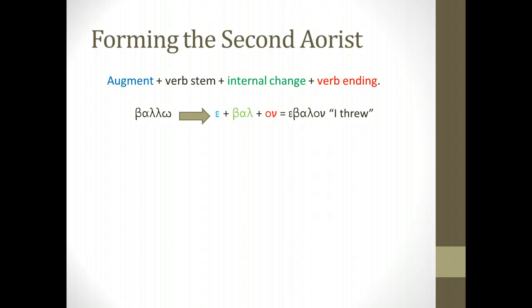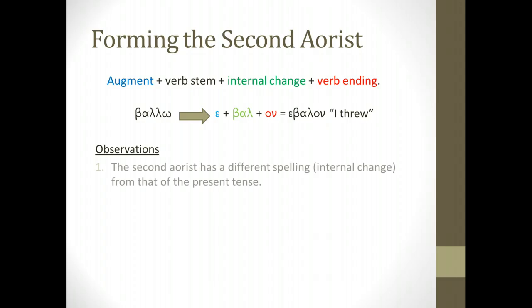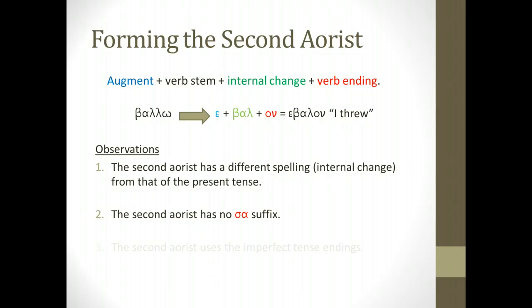Let's just take a moment and make a few observations about the second aorist. First of all, the second aorist has a different spelling, that is our internal change, from what you would normally see in the present tense. The second aorist has no sigma alpha suffix. But what it does have is it actually uses the very same endings as the imperfect tense endings.